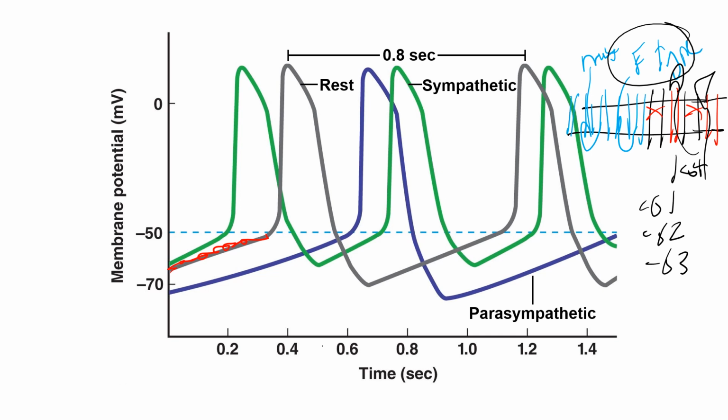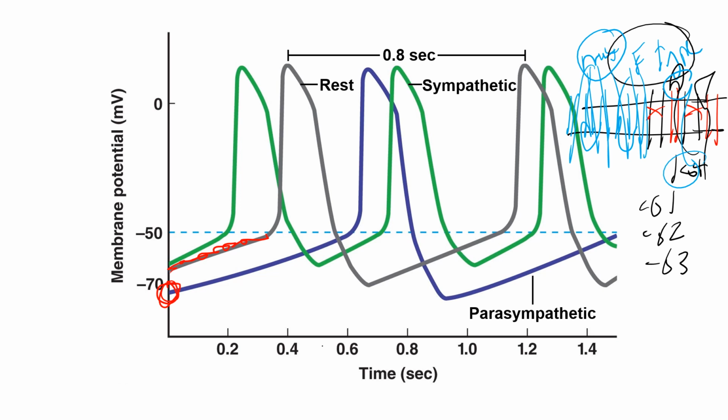Because they open up as the interior becomes more and more negative, they're called funny channels. As the interior becomes more and more negative, more and more of them open up, and eventually you'll get to the point where more sodium is coming in than potassium is going out, and the interior will begin to depolarize. You can see over here, this in blue is the SA node fiber under a parasympathetic stimulus.